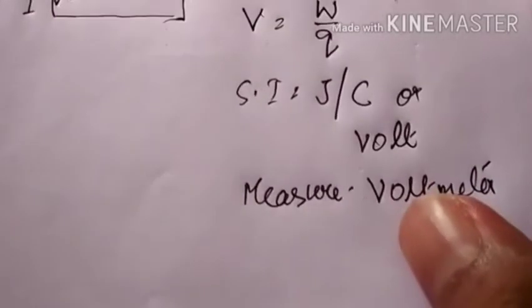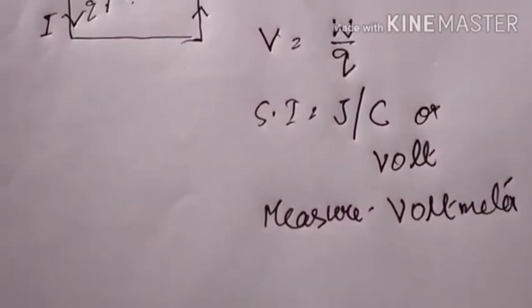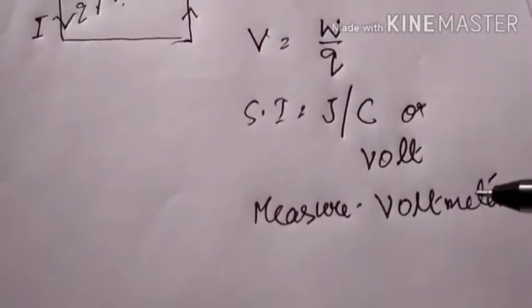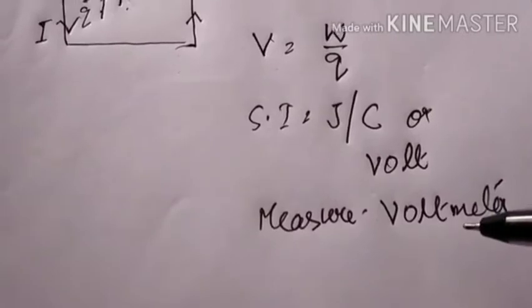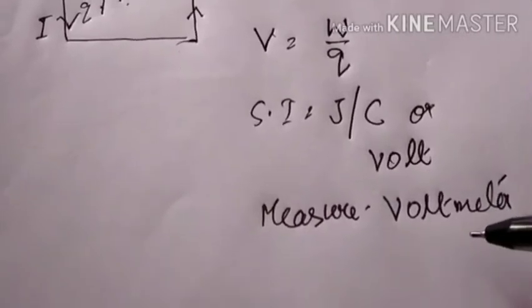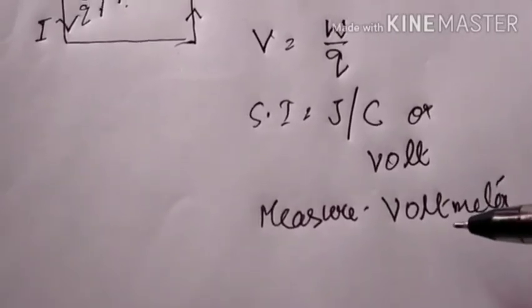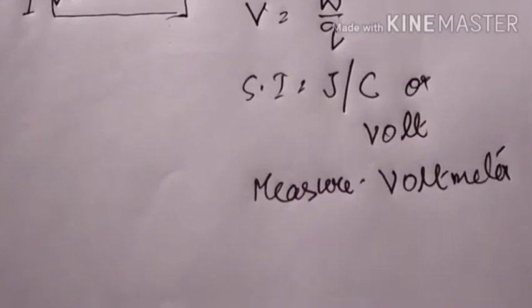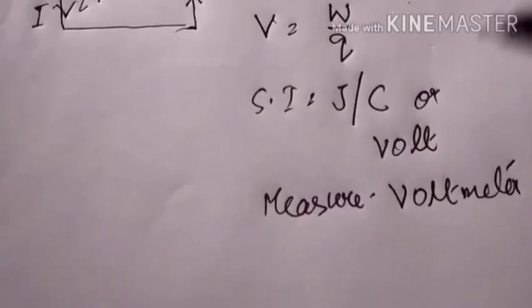Okay, and this voltmeter is similar to the ammeter, only the ammeter measures the current, while the voltmeter measures the potential difference in a circuit, and it is connected in a parallel connection. Okay, so this is your electric potential and the electric potential difference.